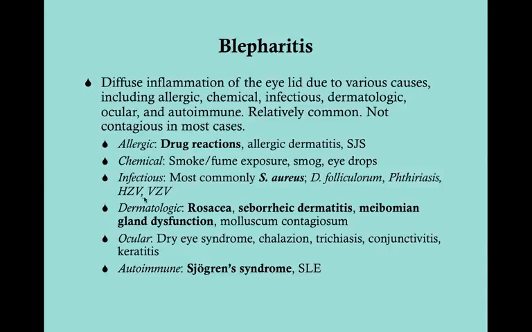Trichiasis, herpes zoster virus, and varicella zoster virus are other causes. Dermatologically, rosacea is a common cause. You can probably see a theme here with that. Seborrheic dermatitis is another common cause, but it's a little bit less common than rosacea. Meibomian gland dysfunction, and molluscum contagiosum. Ocular causes include dry eye syndrome, chalazion, trichiasis, conjunctivitis, and keratitis. Autoimmune causes are Sjogren's syndrome, and this can actually be a presenting symptom of Sjogren's syndrome, and SLE.